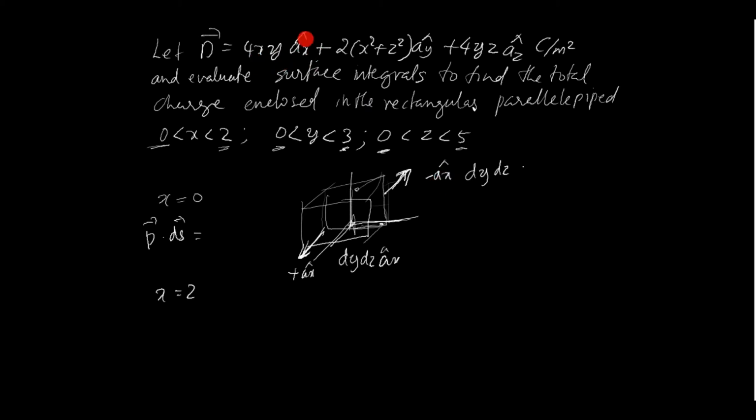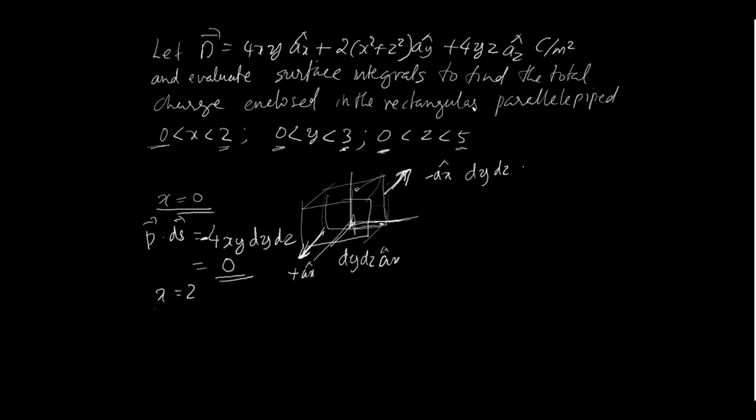Only the equal component survives: ax dot ax will be 1, ax dot ay will be 0 and ax dot az will be 0, so these two components won't be there. Only 4xy ax dot ax, which is 1, is left. So with the minus sign it is minus 4xy dy dz, and we know that x is equal to 0 here, so if you substitute, that will be 0.